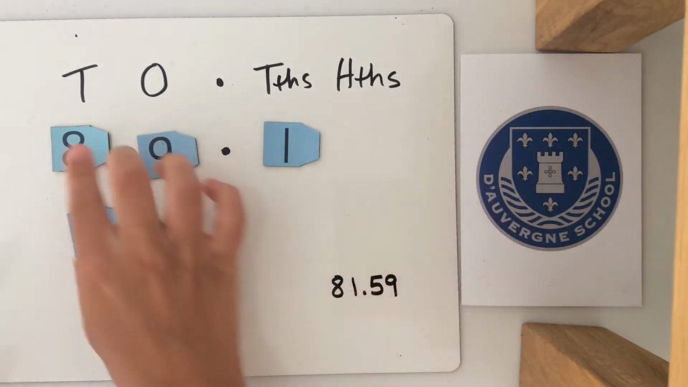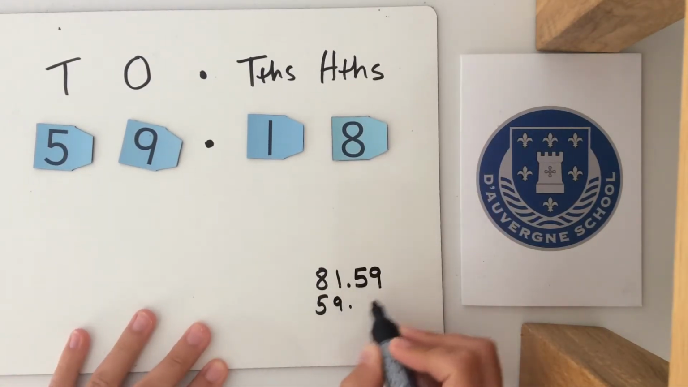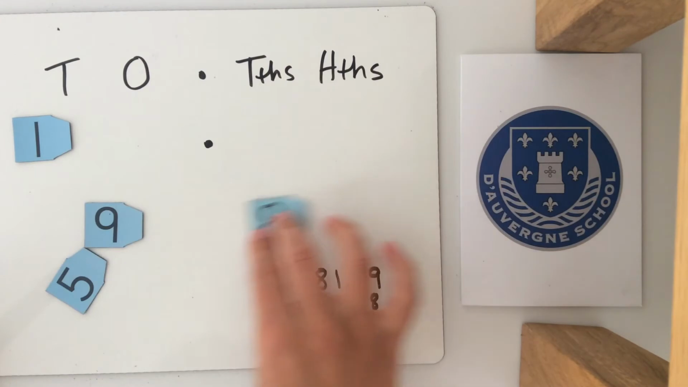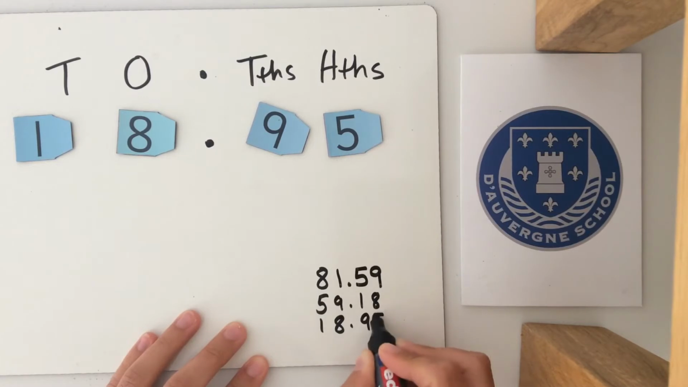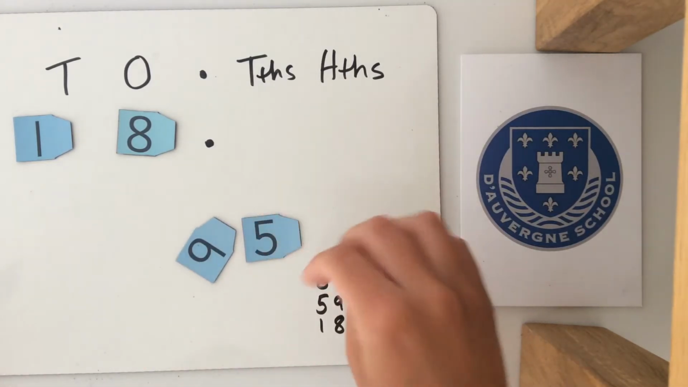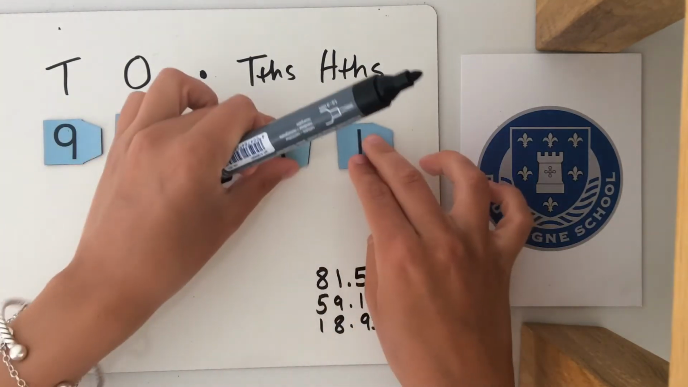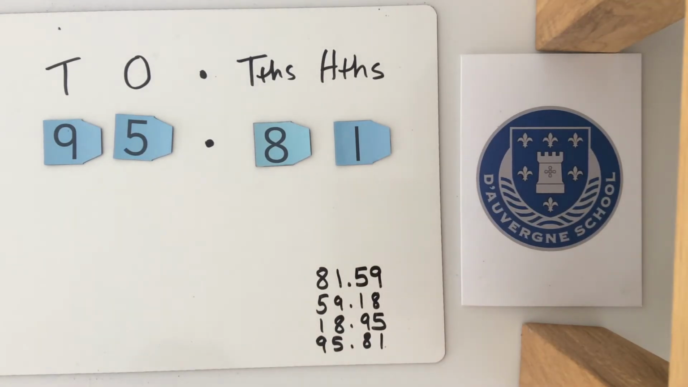I'm just going to jumble them up again. 59.18. You might get some different numbers to me. 18.95, and I need one more, so I'm going to go 95.81. Okay, so I've made my 4 numbers. You pause the video now whilst you make your 4 numbers and make sure you write each of them down.